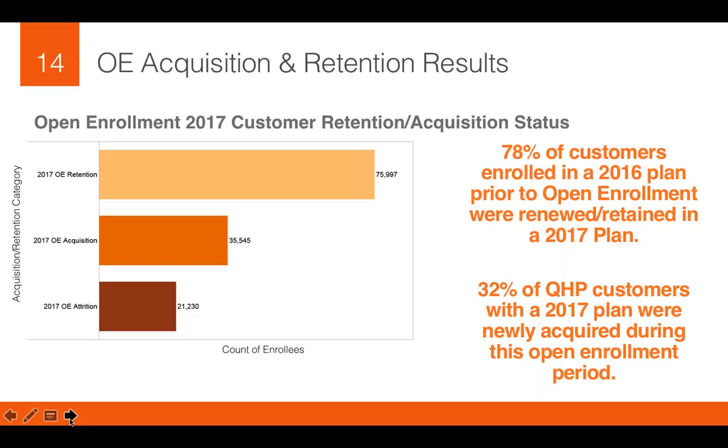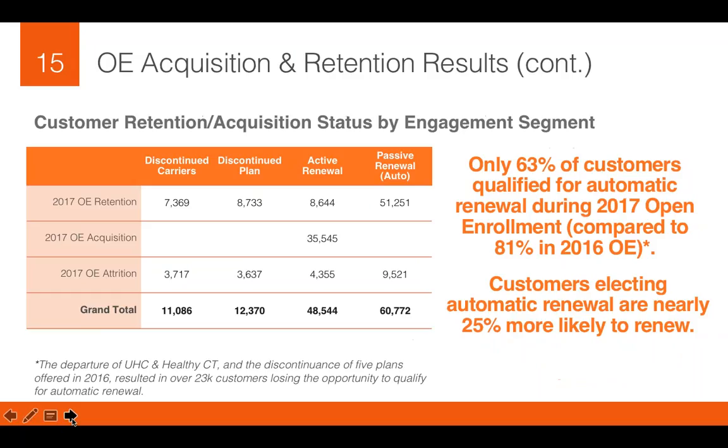So in terms of the open enrollment retention rates, we were able to retain about 78% of our population from a 2016 plan into a 2017 plan, which leaves us with about 32% acquisition for customers that are currently enrolled in the 2017 plan. On slide 15, we'll start to see some of that retention.